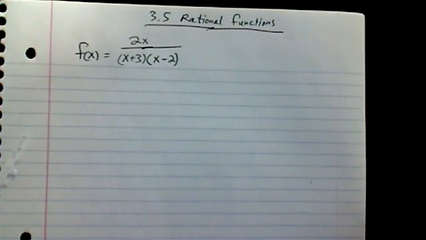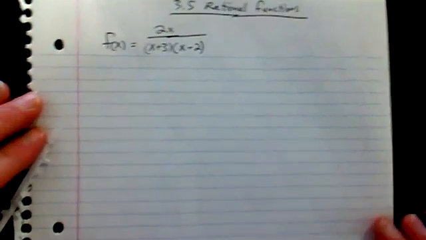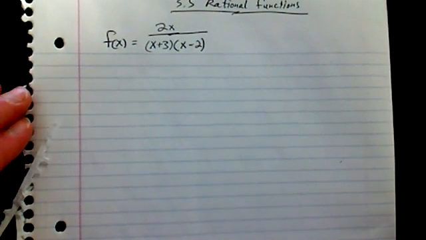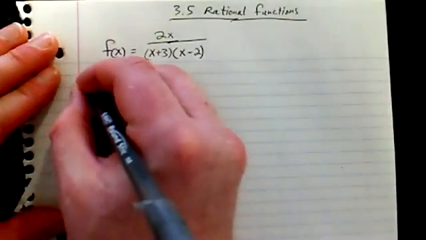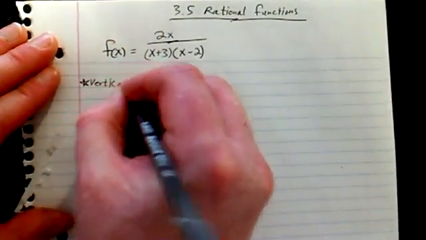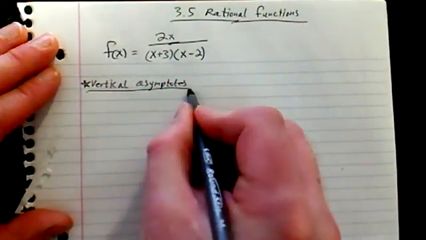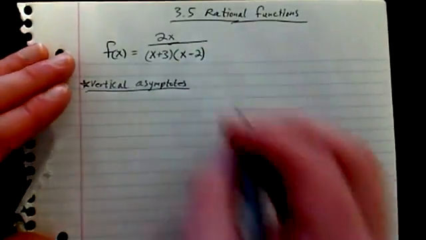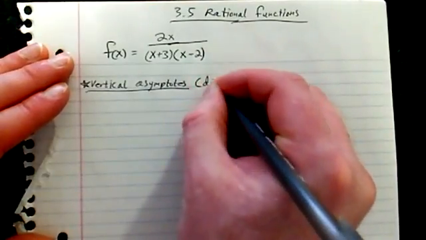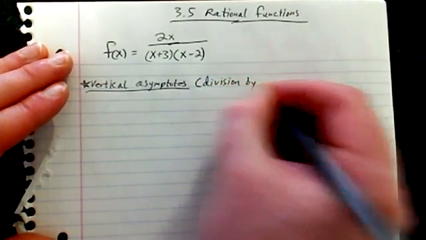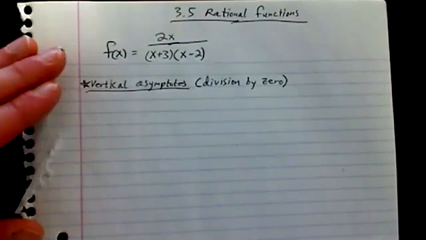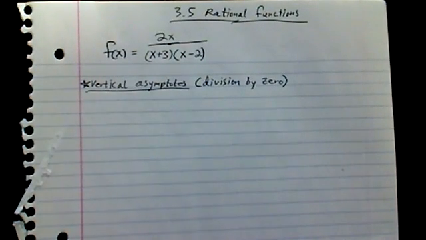So suppose I have something like this. f of x is equal to 2x over (x plus 3) times (x minus 2). Now with these rational functions, like we said, we do have asymptotes. So the first thing I want to talk about are vertical asymptotes. And with vertical asymptotes, what I want you to think about is division by 0.